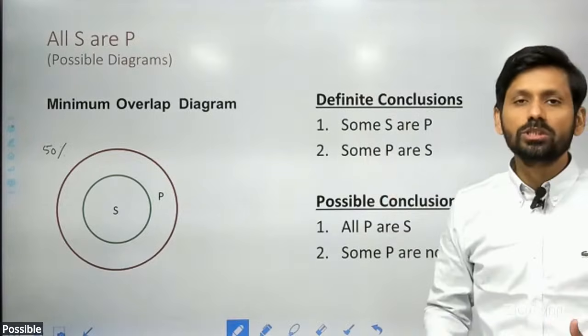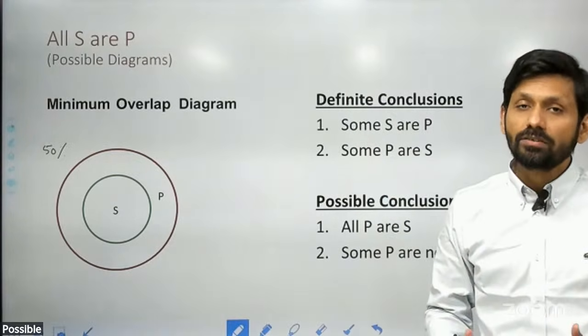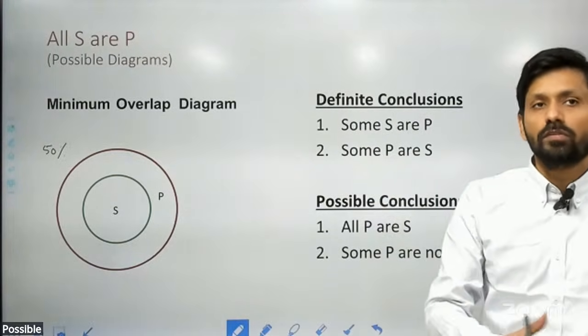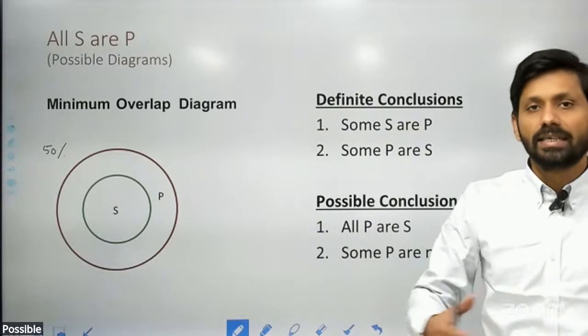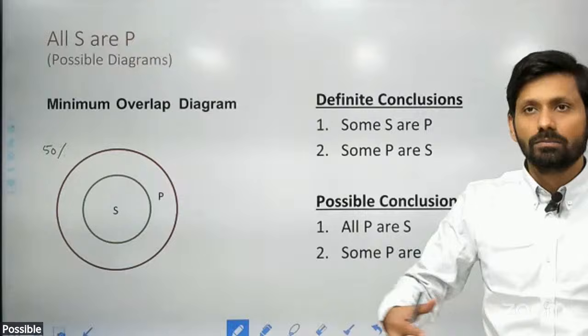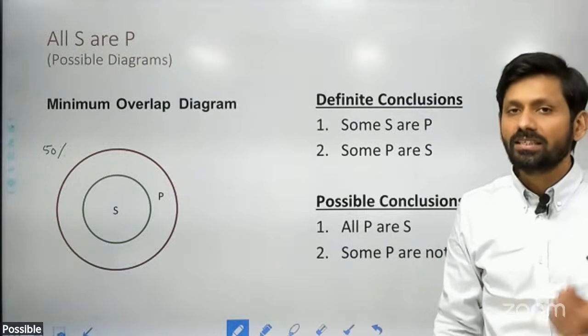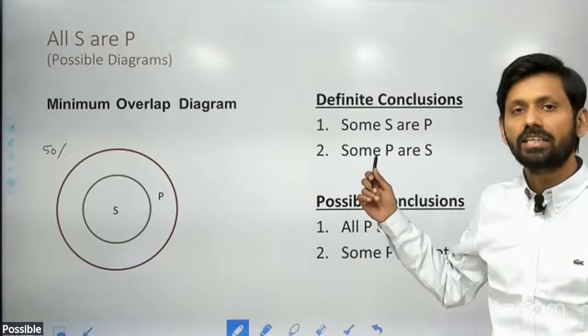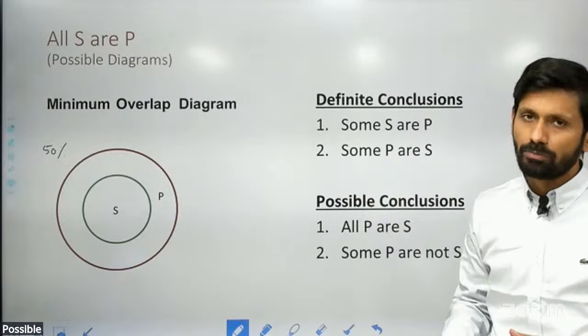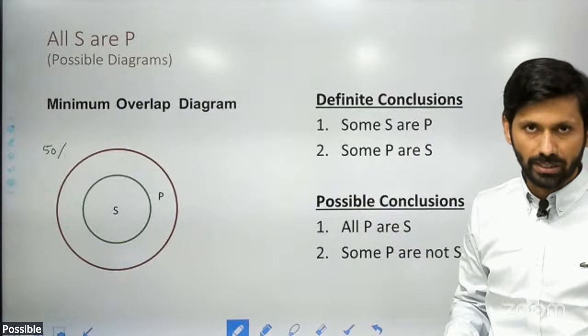Definite conclusions are the ones which we mark when they ask us which one of the following is true, or which one can be inferred, or which one follows. When they ask us what follows, we are only marking the definite conclusions. Possible conclusions are a possibility, 50% chance of them happening, right?